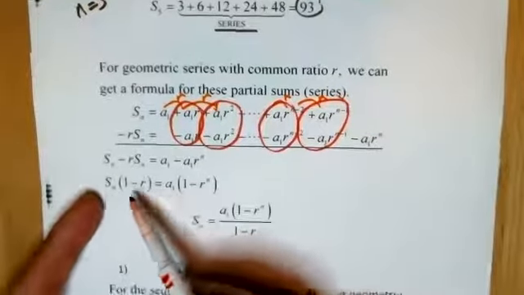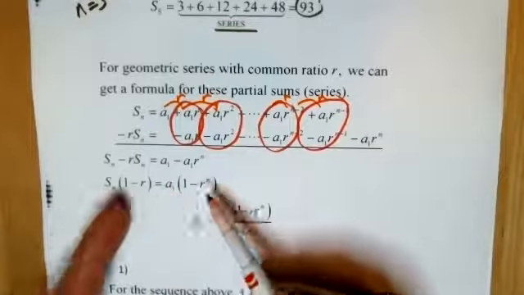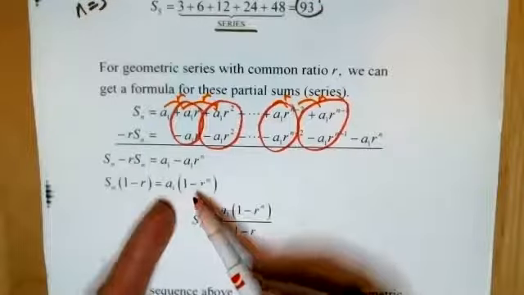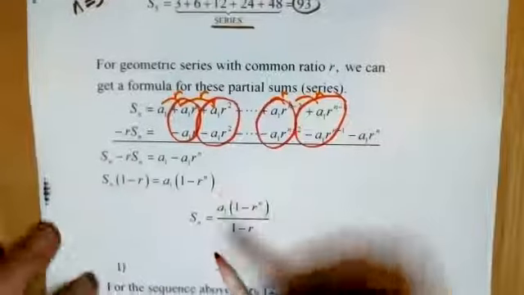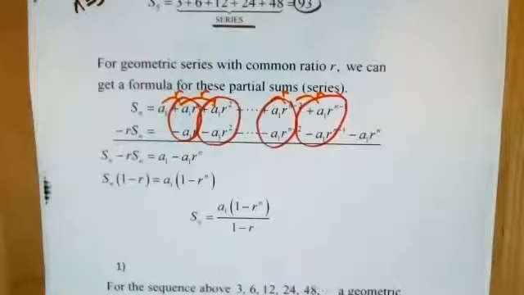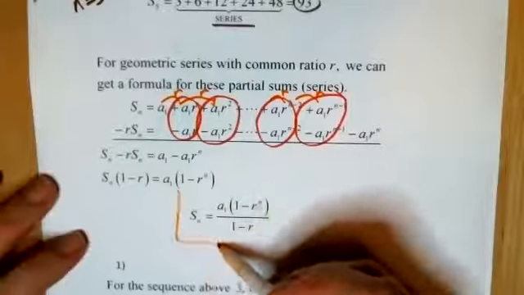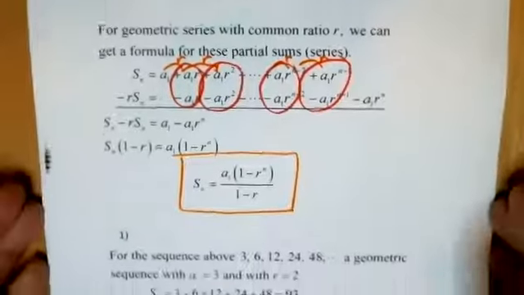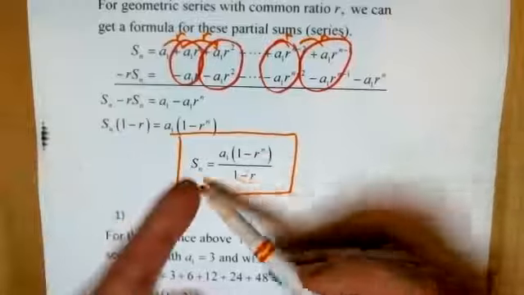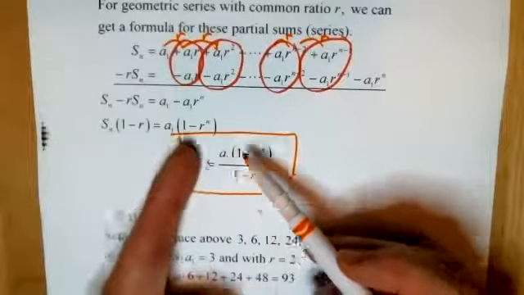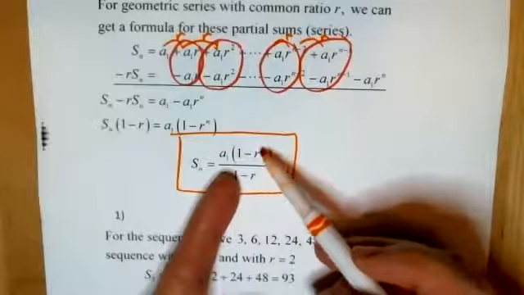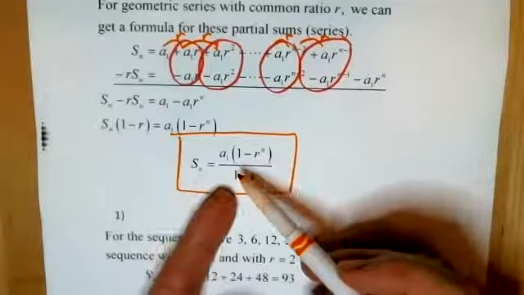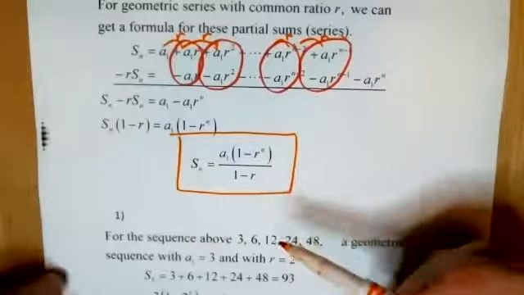So what we're going to do is we're going to factor each side. We can factor s sub n from the left. We can factor a sub 1 from the right. We're solving for s sub n. We divide by our binomial, and we now have a formula that we can use to find the partial sum of any geometric sequence. So s sub n is equal to a sub 1 times the quantity 1 minus r sub n, or r to the n, all divided by 1 minus r.